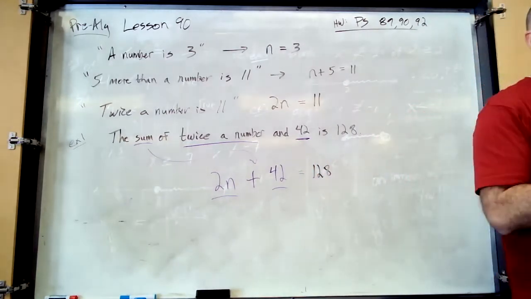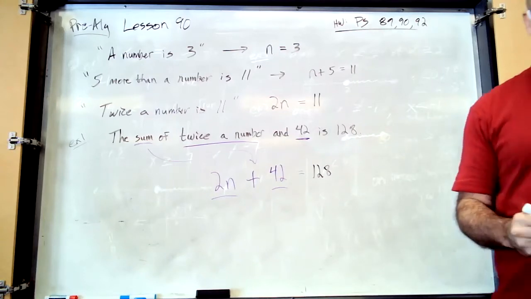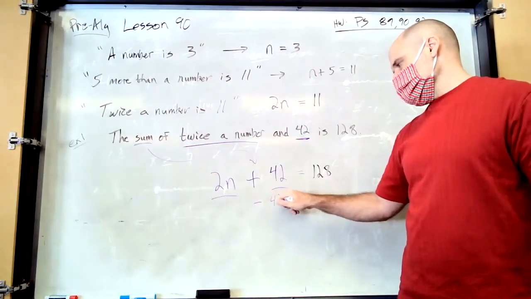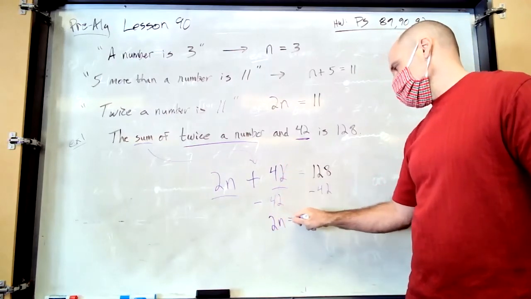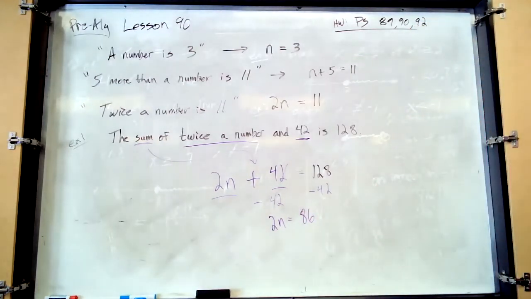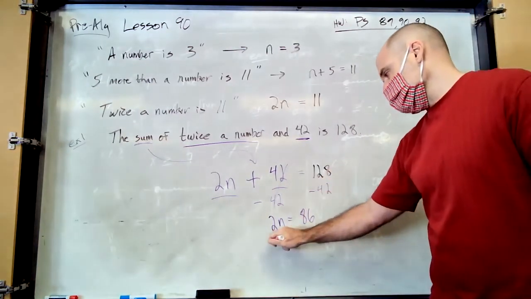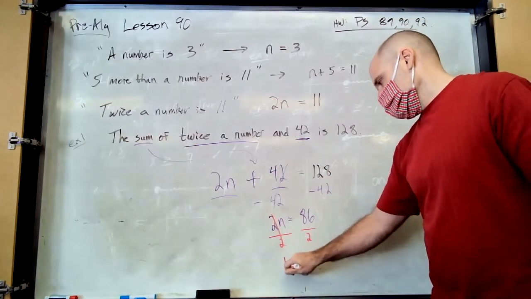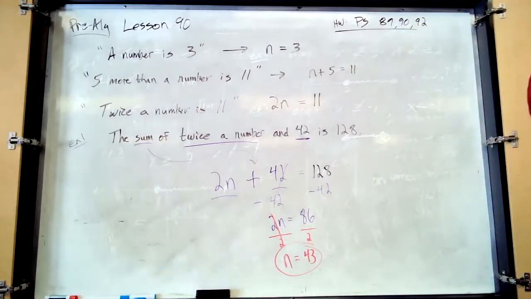So now this is an equation where we have to get rid of 2 things. We call this a 2-step equation. What do you want to get rid of first? The 42. Get rid of 42, whatever you do to one side, do to the other. So you're left with 2n equals 86. Now what? Divide. To get rid of that 2, it's multiplying. So to get rid of something multiplied, you divide it. There it is. Okay? Good.